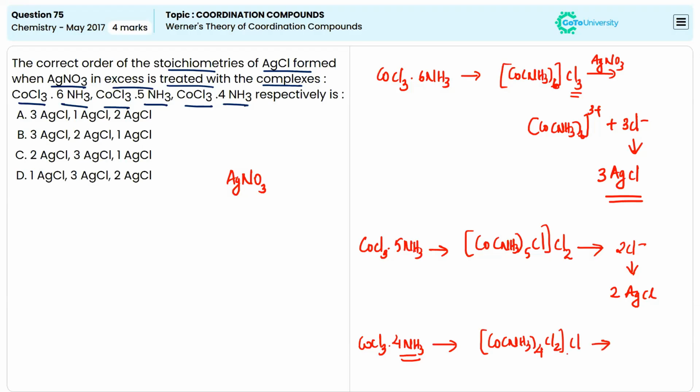So during the ionization this chlorine atom will be precipitated as AgCl. So how many AgCl will be here? Only one, because here we have only 1 chlorine in the ionization sphere. So the ratio produced will be 3 to 2 to 1. Means the first one, CoCl3·6NH3, will produce 3 moles of AgCl, CoCl3·5NH3 will produce 2 moles of AgCl, and CoCl3·4NH3 will be producing 1 mole of AgCl. So from these options, the correct answer is option B.